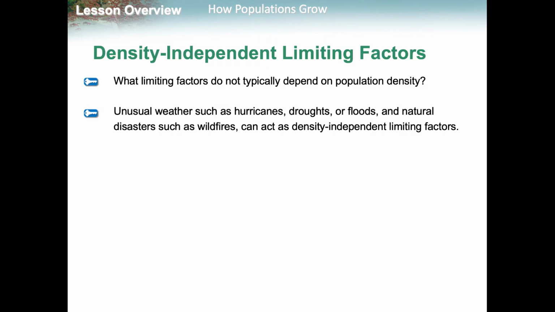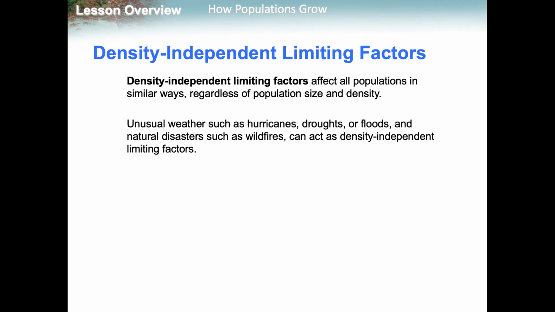Density independent limiting factors usually don't depend at all on population density. So they're unusual weather like hurricanes, droughts, or floods, and natural disasters such as wildfires. They don't care how big your population is. They're not going to pinpoint. They have no conscience to be like, hey, I can kill more things in that area than that area. They don't do that. They just hit an area because of whatever allowed it to hit that area.